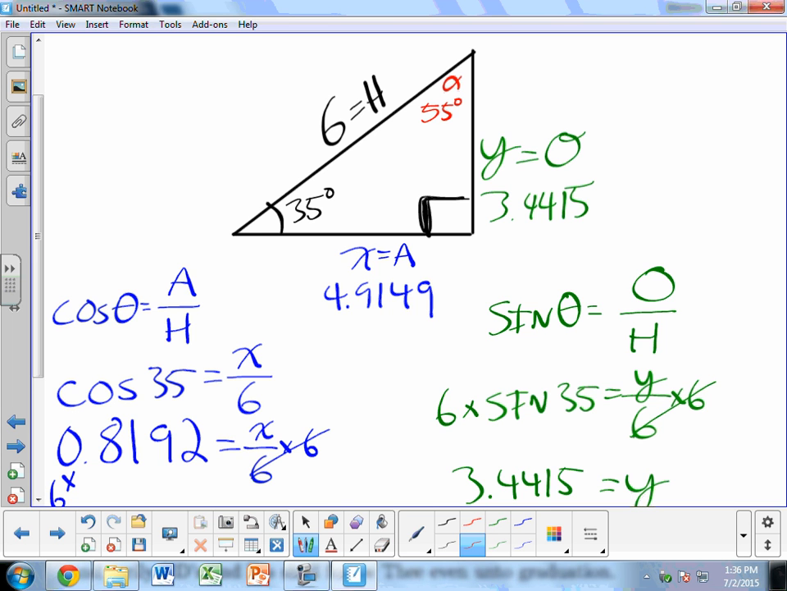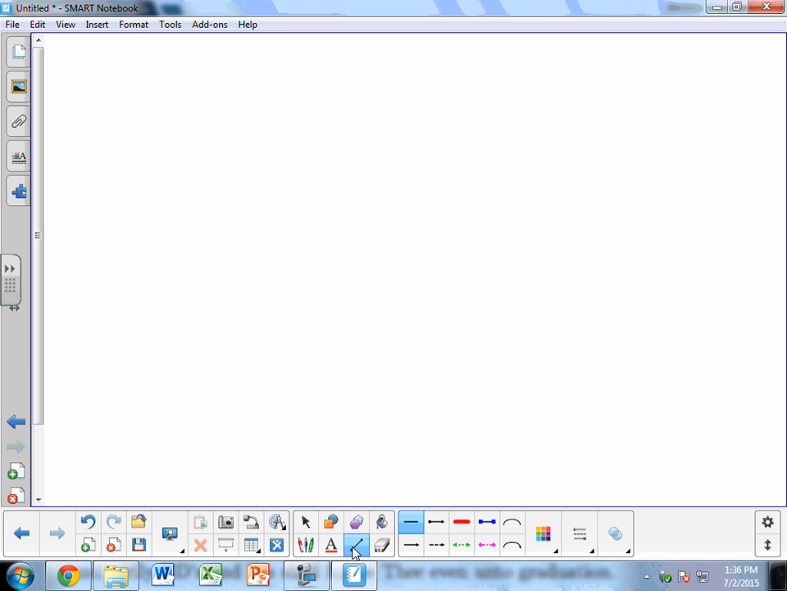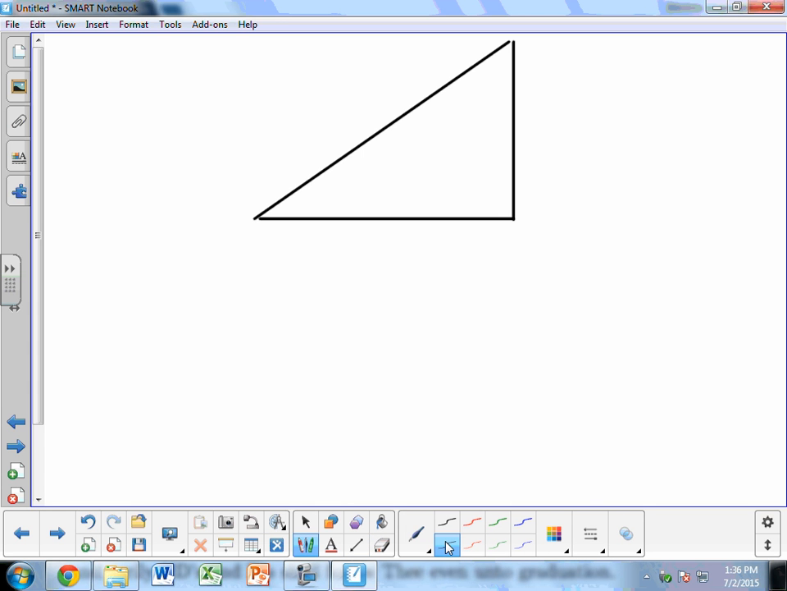But let's do another example. So again, we have a triangle. This triangle is at the top of the page. And we'll use a different angle this time. Let's say our angle given this time is, we'll say, 75 degrees. And this is a right triangle, so that's 90 degrees.